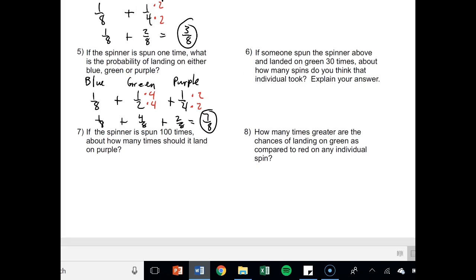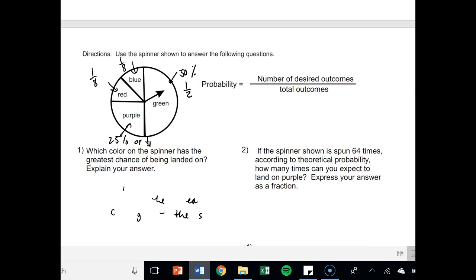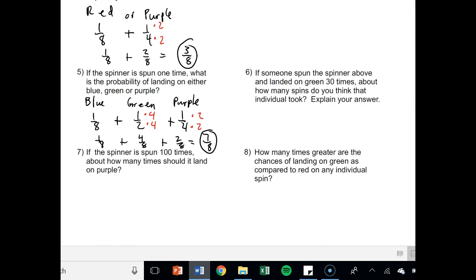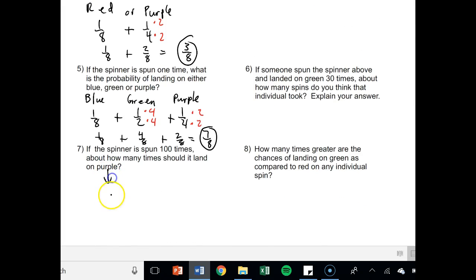And if the spinner is spun 100 times, how many times should it land on purple? So what's the probability of it landing on purple? It's 1/4. So if I spin it 100 times, just multiply this by 100. So 1/4 times 100 over 1 should give you 25 times. That's it. Call me for questions.